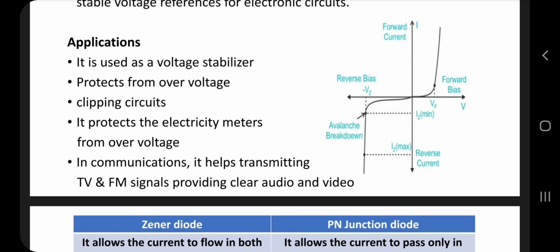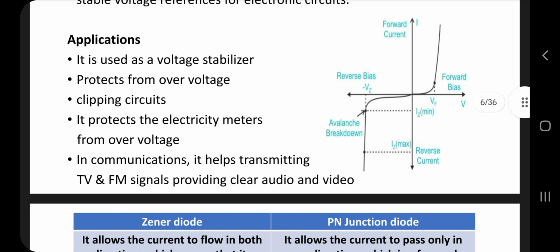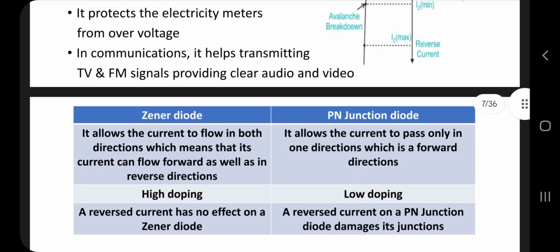Applications. It is used as a voltage stabilizer, protects from over voltage, and in clipping circuits. It protects electricity meters from over voltage. In communication, it helps in transmitting TV and FM signals, providing clear audio and video.